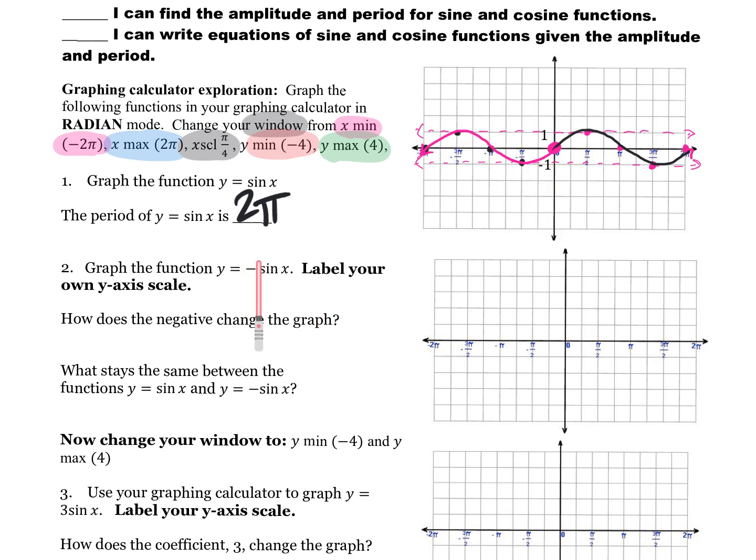What do I want us to change on this guy? I just want us to do a negative sign. So in your calculator, I'm going to leave sine. Beneath it, let's do negative sine of x. So in your y2, go ahead and type in negative sine of x. What's going to change?